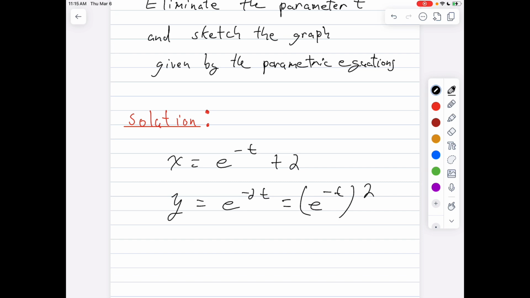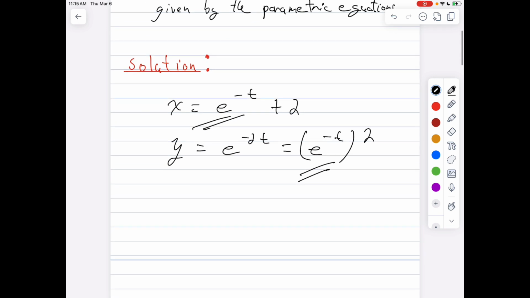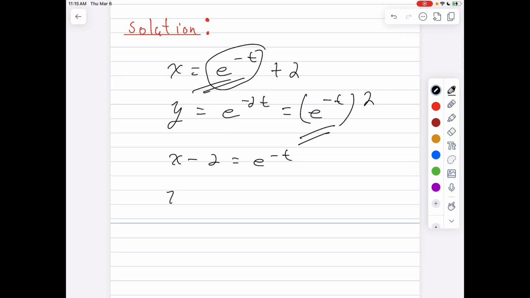And the point here is you have an expression e to the minus t, which also appears in x. So if you were to take e to the minus t here and isolate it, you would get x minus 2 equals e to the minus t. So you would have y equals, and here's what I'm going to do: I'm going to replace the e to the minus t in y with the x minus 2. And you would have (x minus 2) squared. Okay, so we have gotten rid of the parameter here. This only involves x and y, does not involve t's.